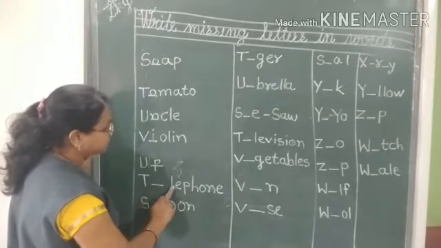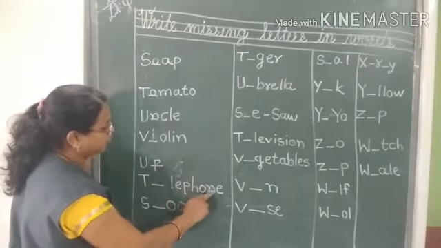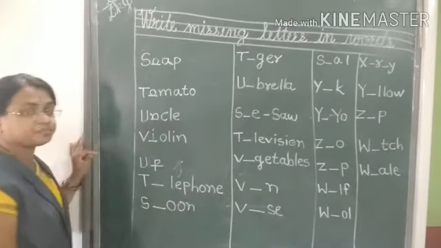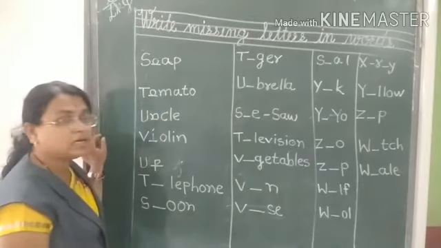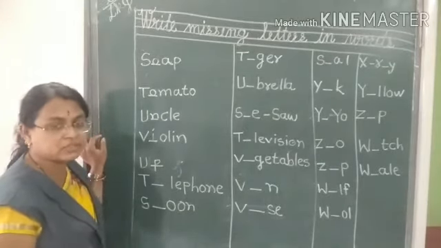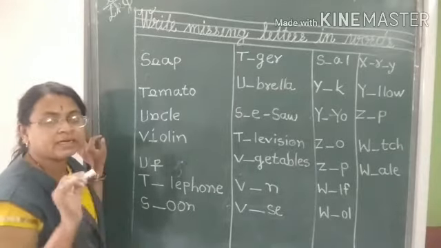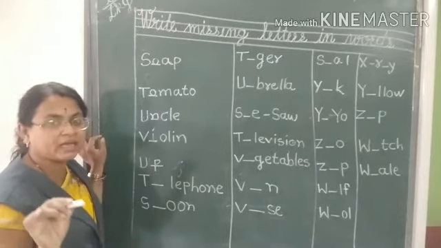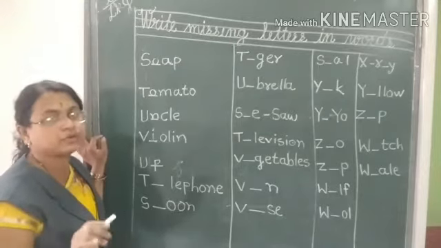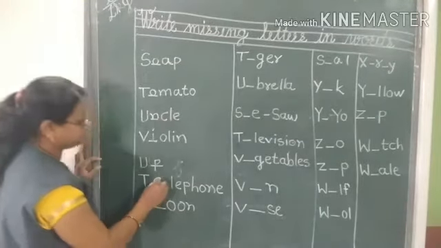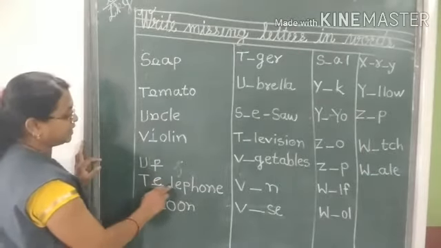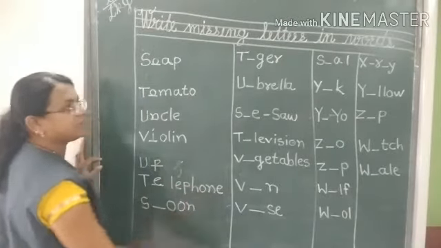T dash L E P H O N E. Which letter is missing in the spelling? This spelling is telephone. So tell me the telephone spelling. T E L E P H O N E, telephone. Which letter are we missing? T after E. T E L E P H O N E.